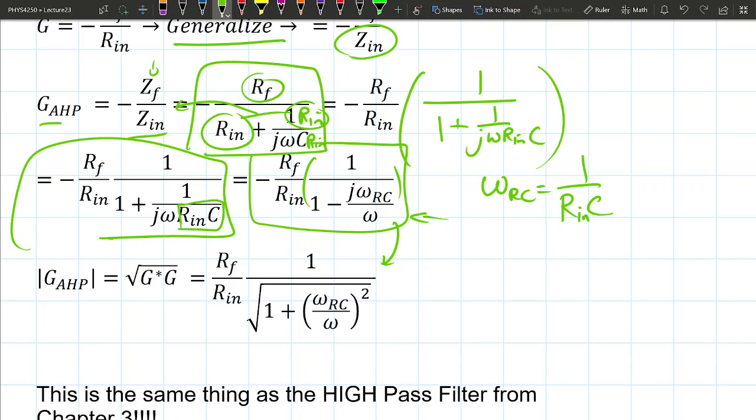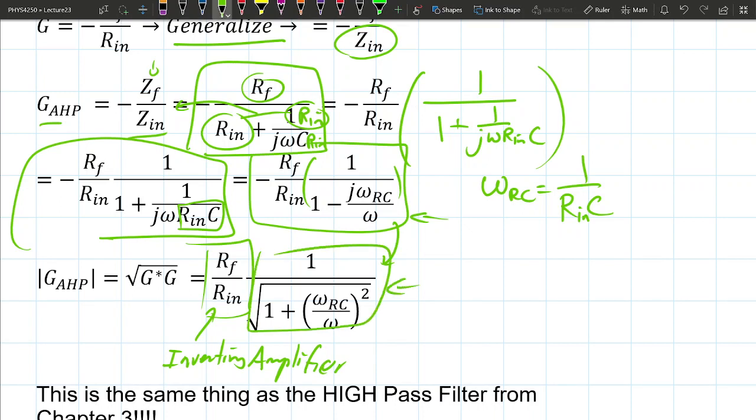If you did that, what you end up with is basically Rf over Rn, which is the gain of the circuit. This is the inverting amplifier gain, which is what we did last week. And this factor here is basically a high pass filter. If you go back and look up chapter 3, you will get exactly this factor for a high pass filter.